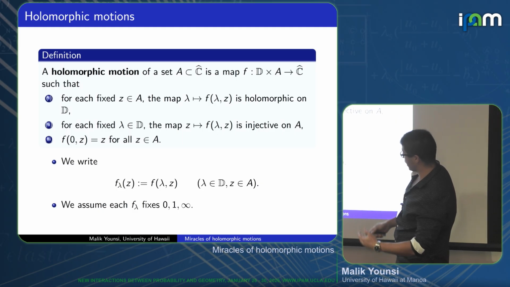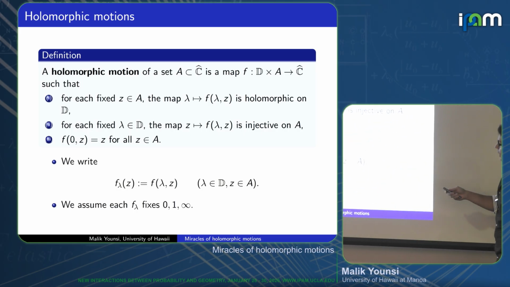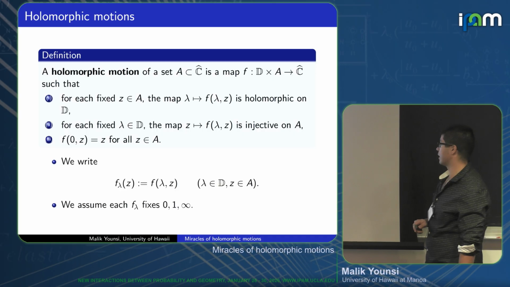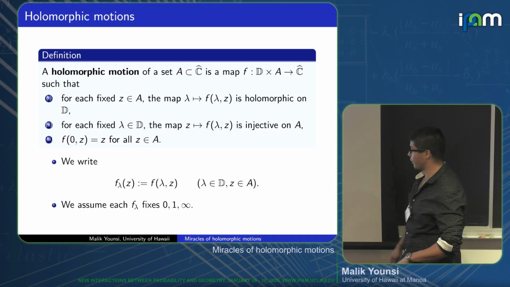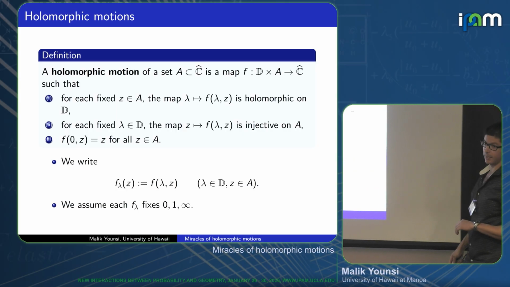So if you fix lambda, then you get a map f lambda of z, a function of z, and I'm going to denote this by f sub lambda. So the only assumption we have here from the definition is that this is an injective function on the set A. Okay?